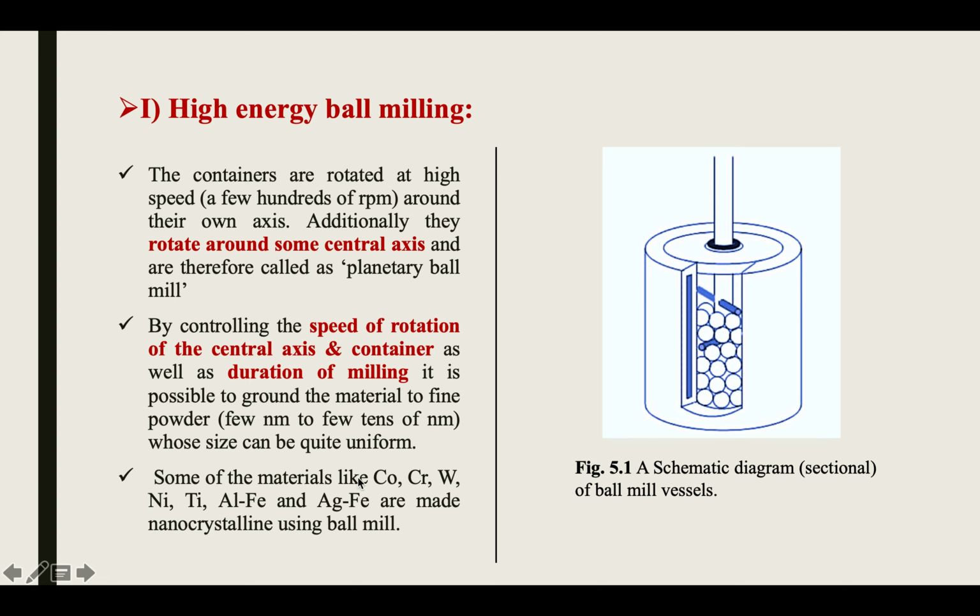So some of the materials like cobalt, chromium, tungsten, nickel, tin, aluminum-iron alloy, and gold-iron alloy are made nanocrystalline using a ball mill. So these are the materials which can be made using high energy ball milling. You can make nanomaterials like cobalt, chromium, tungsten, nickel, tin, like that. So these are the metals. Our procedures are well known to synthesize nanoparticles of these metal atoms. So this is the application of high energy ball milling.